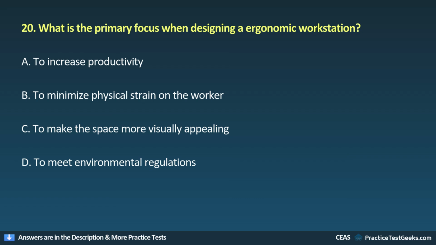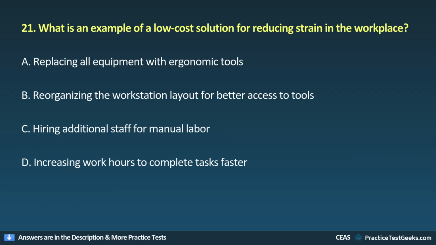D. To meet environmental regulations. 21. What is an example of a low-cost solution for reducing strain in the workplace? A. Replacing all equipment with ergonomic tools. B. Reorganizing the workstation layout for better access to tools. C. Hiring additional staff for manual labor. D. Increasing work hours to complete tasks faster.